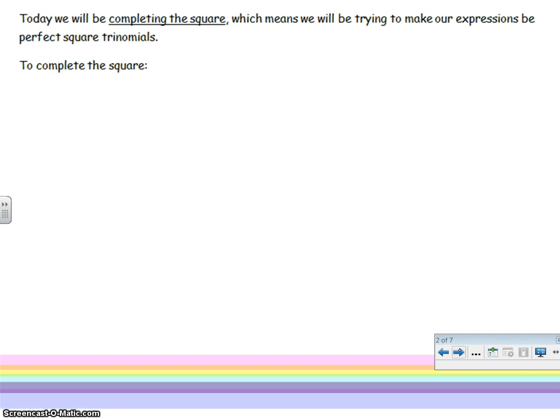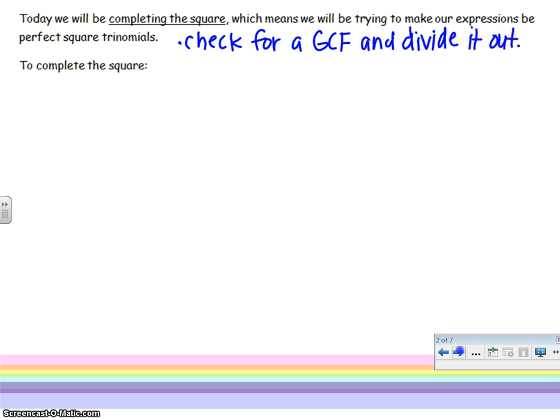To complete the square, the first thing we always want to do is check for a GCF and make sure that we divide it out, because completing the square is only going to work if the value for a is 1. Next, we're going to make sure that it's in the form ax squared plus bx equals c.